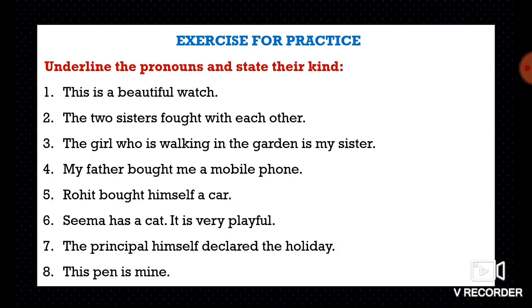Students, let's do another exercise. Underline the pronouns and state their kind. First sentence is, this is a beautiful watch. Second, the two sisters fought with each other. Third, the girl who is walking in the garden is my sister. Fourth, my father bought me a mobile phone. Fifth, Rohit bought himself a car.